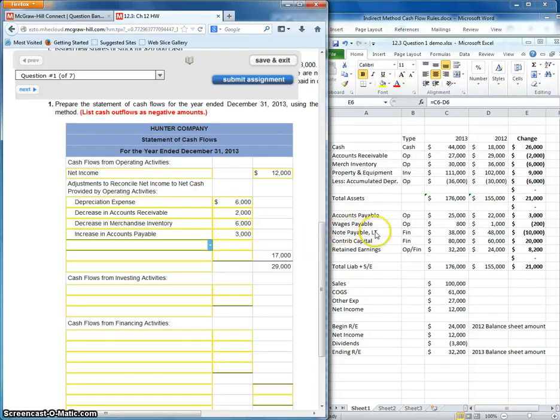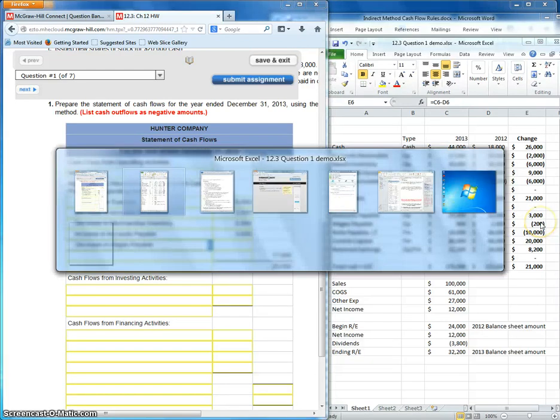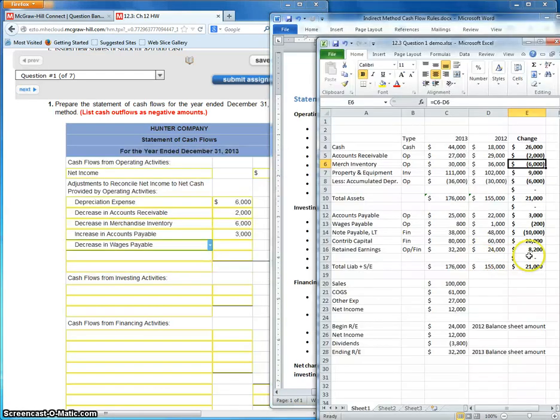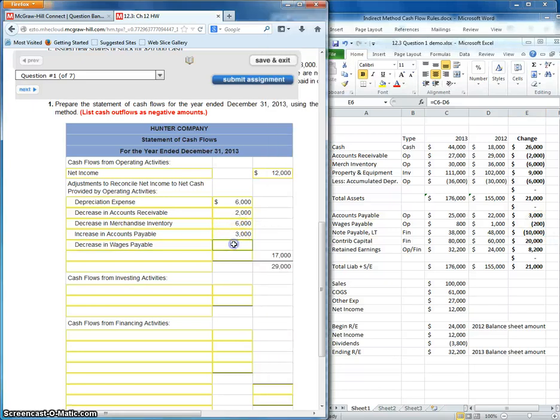Look for our current assets, current liabilities, wages payable, last one. Wages payable went from $1,000 to $800. It decreased by $200. Wages payable decreased. Put that in as your label. Decrease in wages payable. How much did it decrease by? $200. What do I do with that decrease? It's a current liability. Decrease in current liabilities, we subtract. So this $200 decrease I'm going to put in as a negative $200.